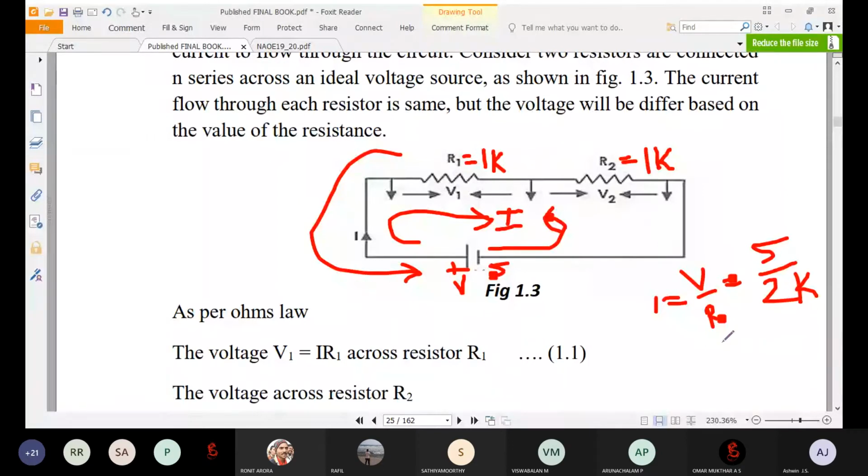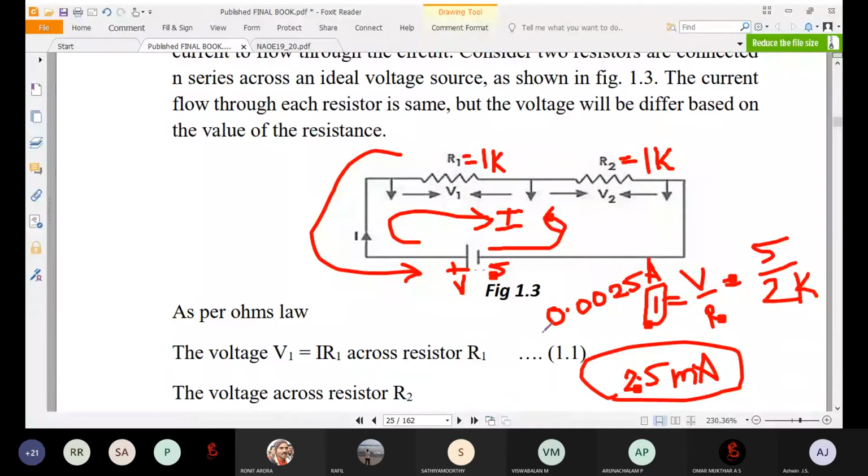So what is the answer? 0.0025 approximately. What am I calculating? Current. So what is the unit? Ampere. Otherwise, I can tell 2.5 milliamps. Okay, 2.5 milliamps.